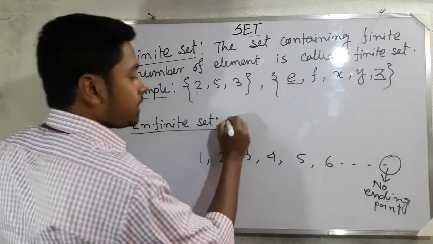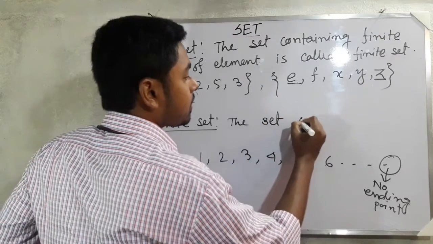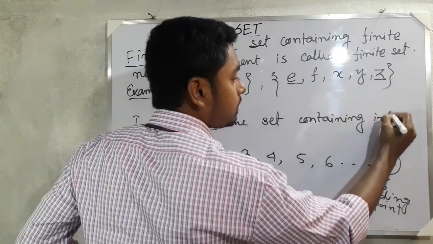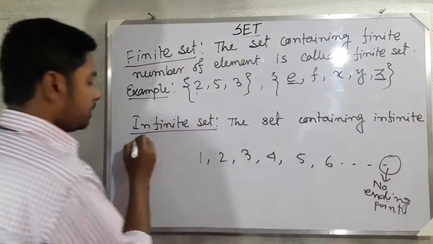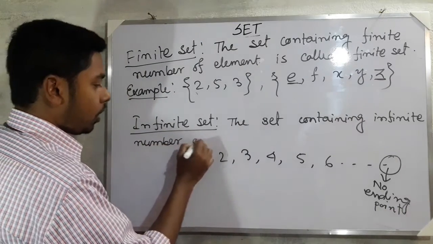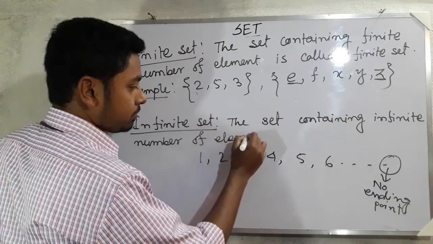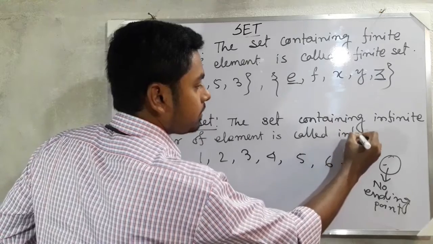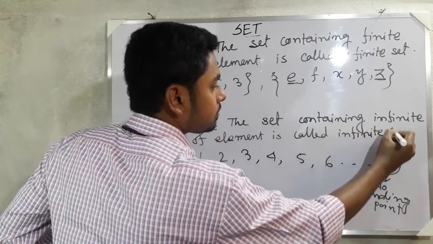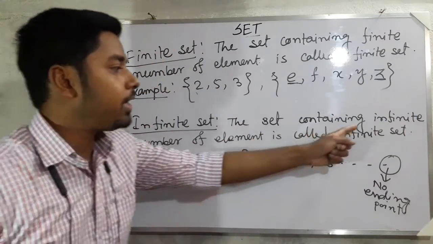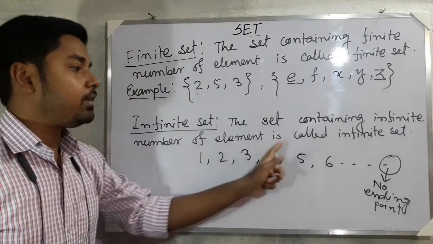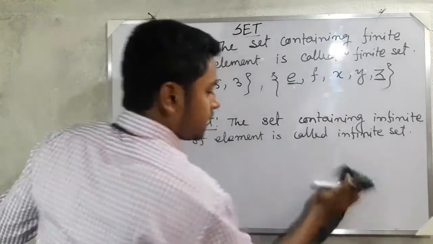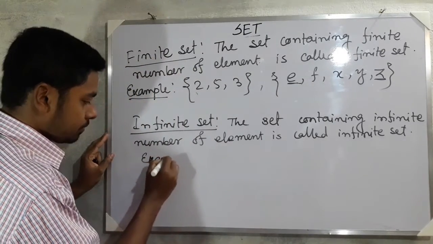So what is an infinite set? The set containing an infinite number of elements is called an infinite set. The set containing an infinite number of elements is called an infinite set. The example that I gave earlier, now I am giving properly. Example.